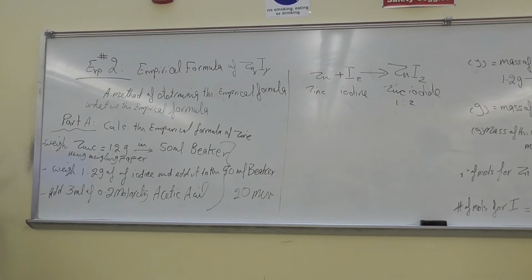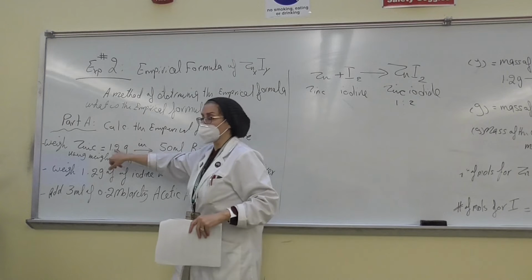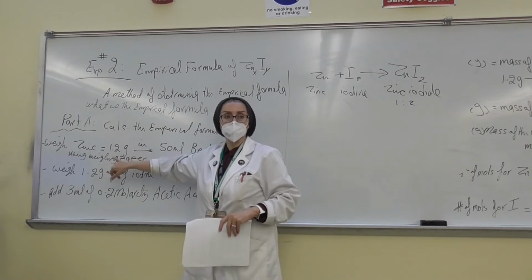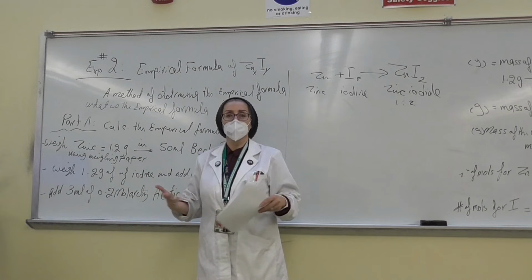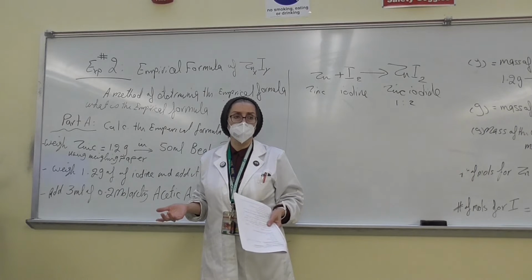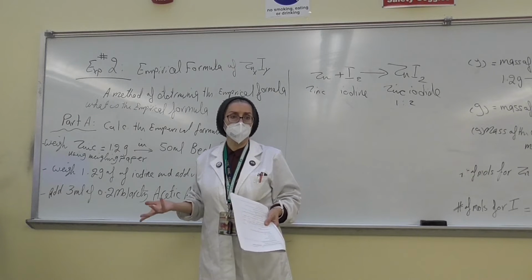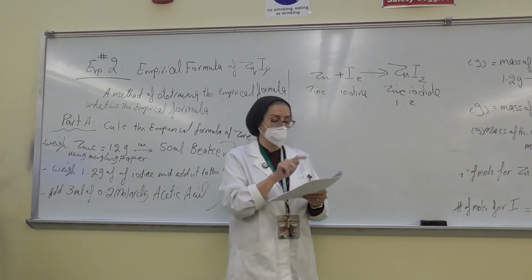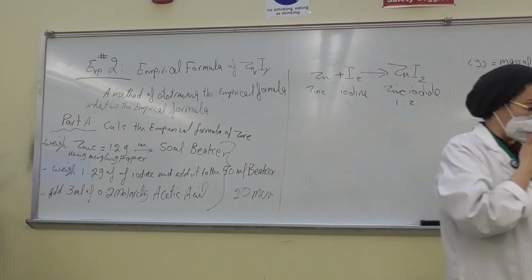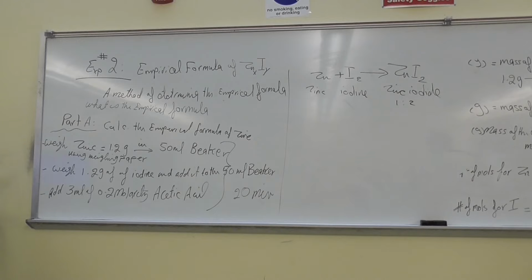Then for the masses, we're going to weigh 1.2 gram of zinc and 1.2 gram of the iodine. When you combine them, how many grams do we have in total? 2.4, right? So here it says mass of zinc plus iodine. Then it says, observe. So when we mix them together with the acetic acid, we're going to observe and see the changes. We're going to wait 20 minutes. After that, we're going to start decanting, right?